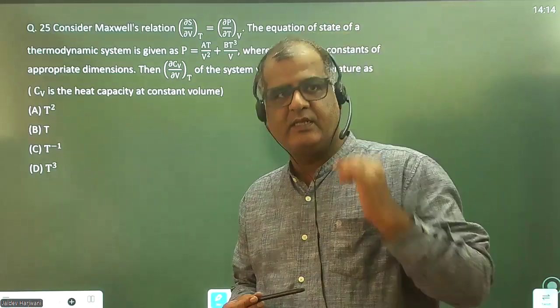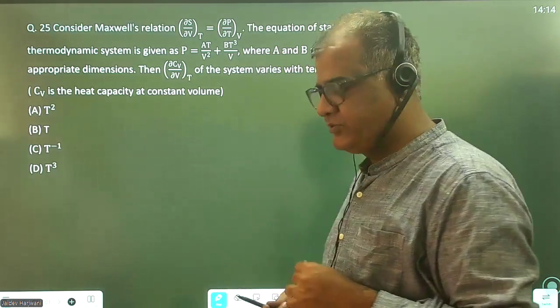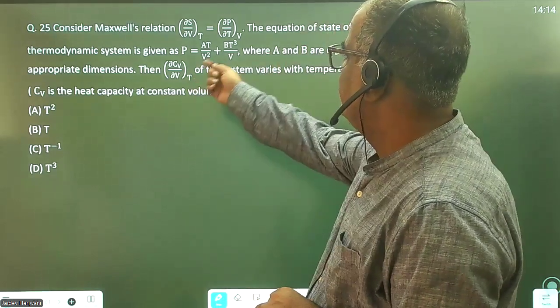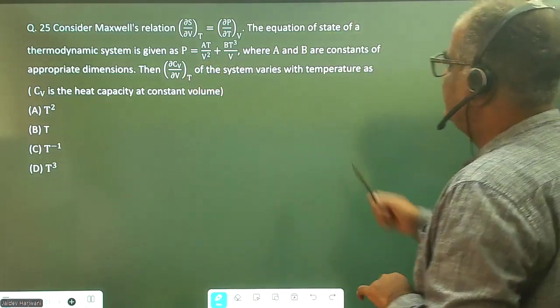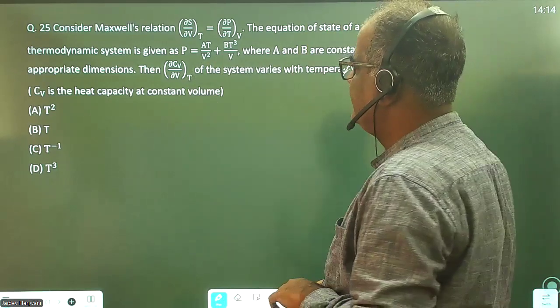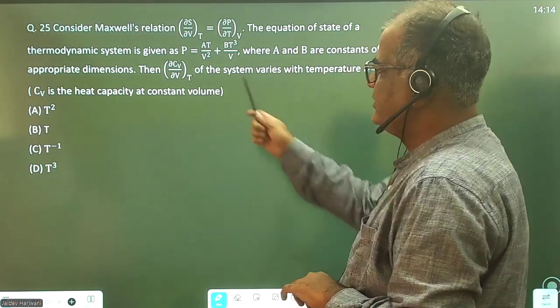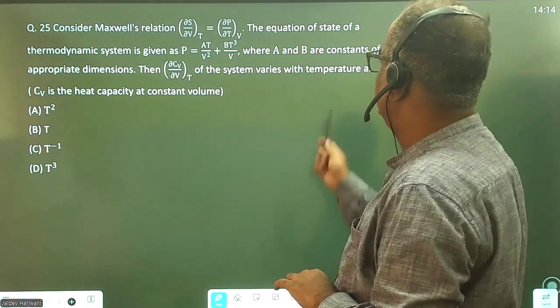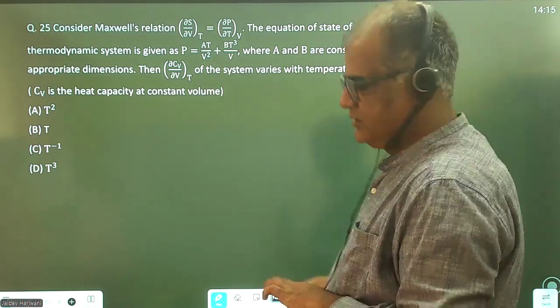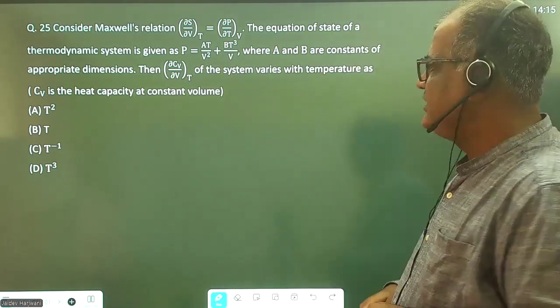Hello students, let us solve one more problem from the JAM 2025 question paper. Here they have given you a Maxwell relation and the equation of state, and they are asking to calculate ∂CV/∂V with respect to temperature, and how this coefficient varies with T. We need to calculate.